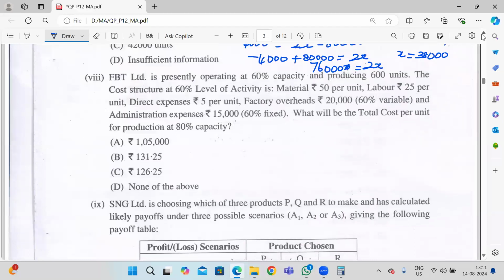So FBT Limited is presently operating at 60% capacity and producing 600 units. The cost structure at 60% level of activity is material 50 rupees per unit, labor 25, direct expenses 5 rupees per unit, factory overheads 20,000, 60% variable, and administrative expenses 15,000, 60% fixed. So what will be the total cost per unit for production at 80% capacity, they have asked.